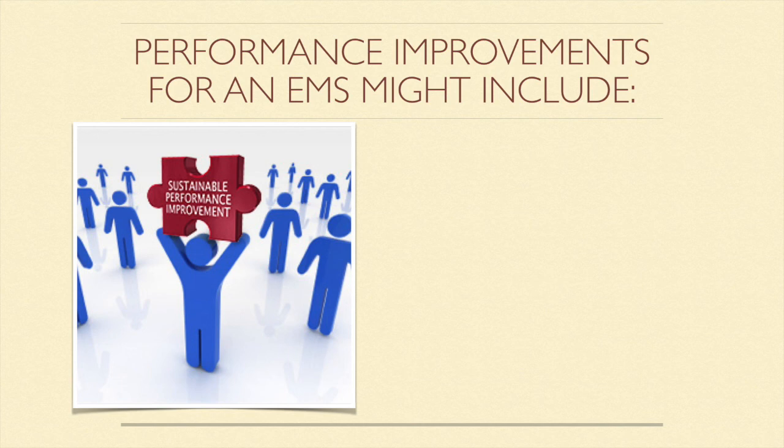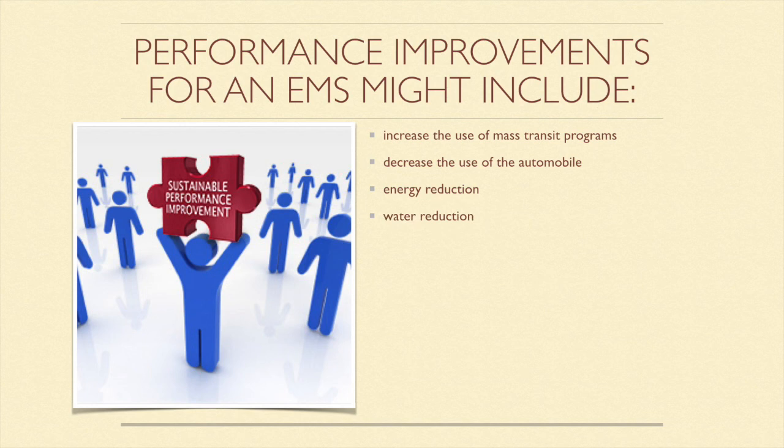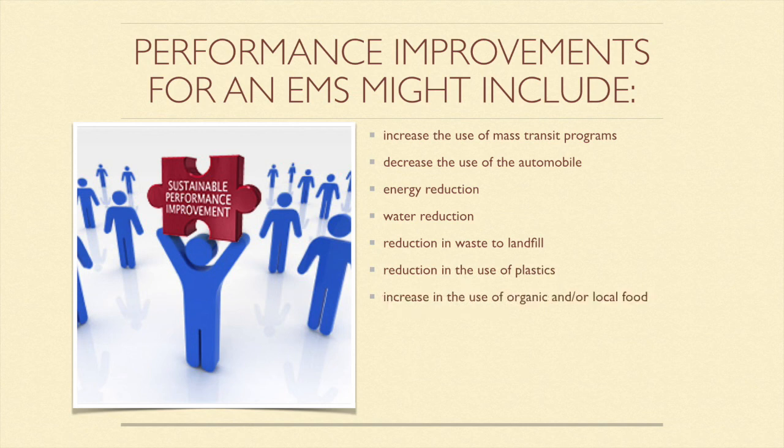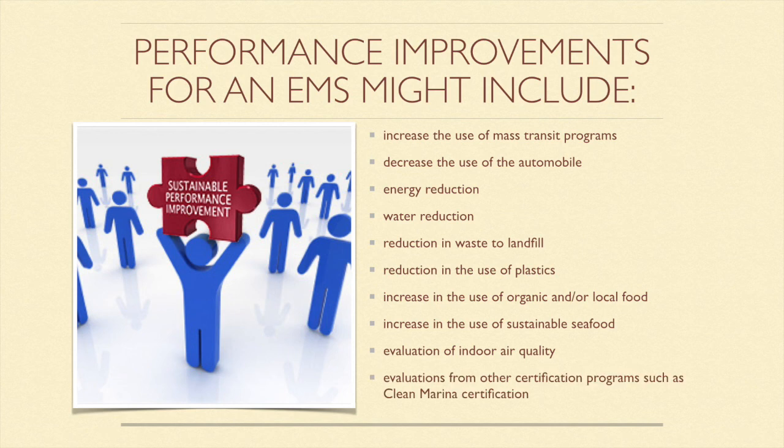The performance improvements might include tracking how the EMS has helped in areas such as increasing the use of mass transit programs, the decrease of the use of the automobile, the energy reduction, the water reduction, the reduction in waste to landfill, the reduction in the use of plastics, the increase in the use of organic and/or locally sourced food, the increase in the use of sustainable seafood, the evaluation of the indoor air quality, and evaluations from other certification programs, such as a Clean Marina certification, if applicable. The performance evaluation should also include the net cost savings from the EMS program, and where possible, to break down the savings by all the different performance areas that are measured.